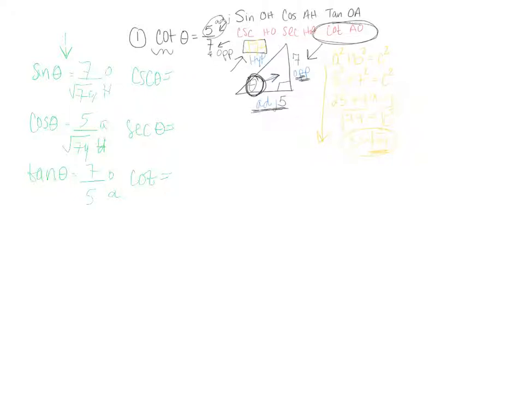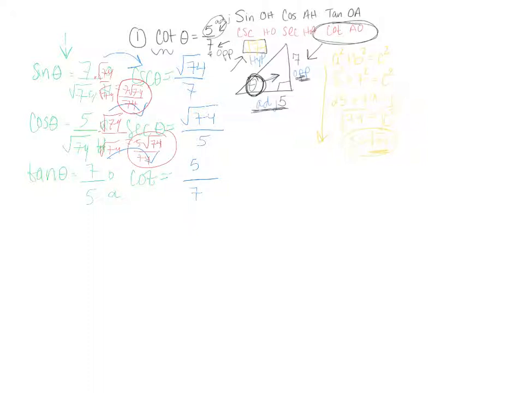After you find sine, cosine, and tan, flip for their reciprocals. So we know that cosecant has to be square root of 74 over 7 because we flipped sine. We know that secant is going to be the flip of cos, so it's square root of 74 over 5. And then cotan's the reciprocal of tan, so we know it's 5/7.